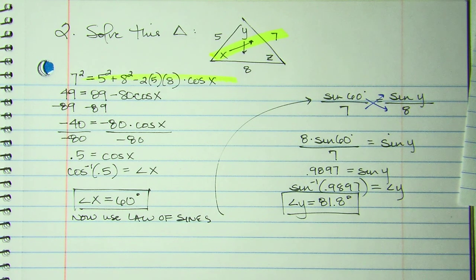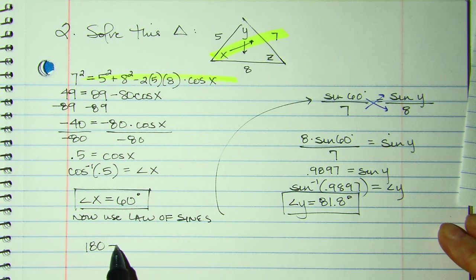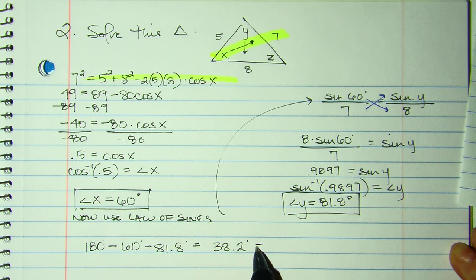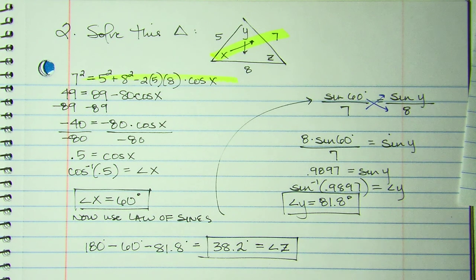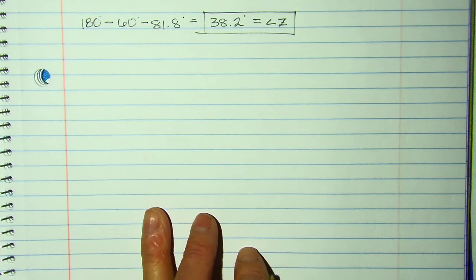Now, to find z, really simple, right? Because all three add up to equal 180. So 180 minus 60 minus 81.8 gives me 38.2 degrees. So 38.2 degrees equals angle z, and we have found all three parts. All right, we're going to move on. We're going to do the next one.